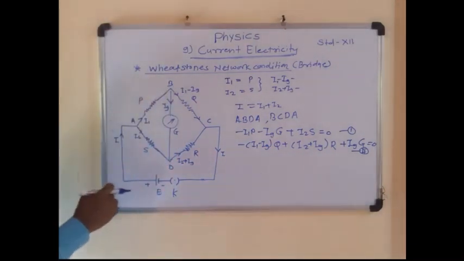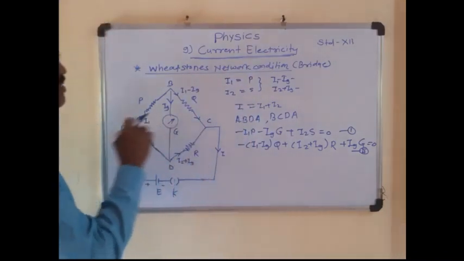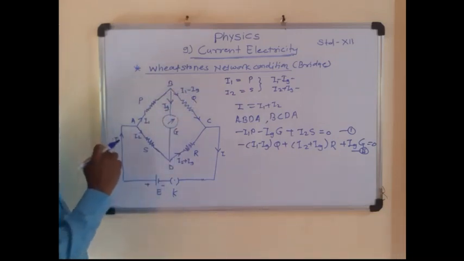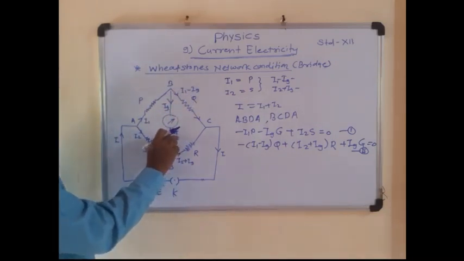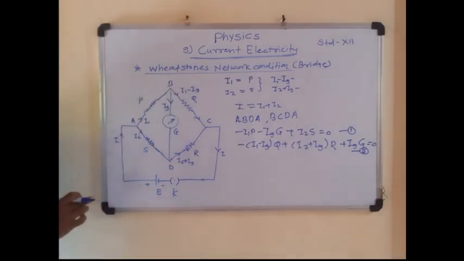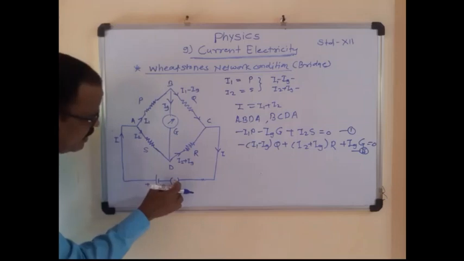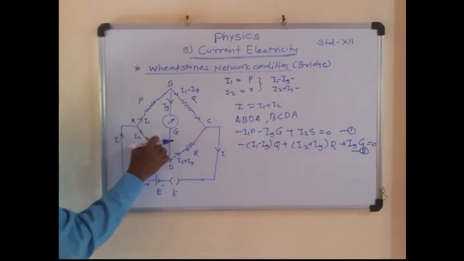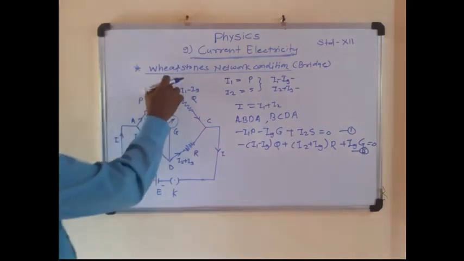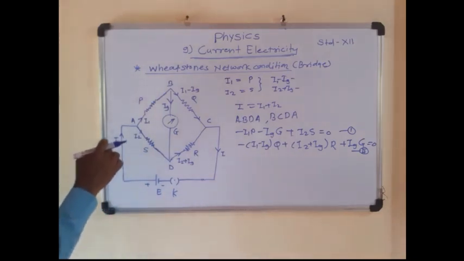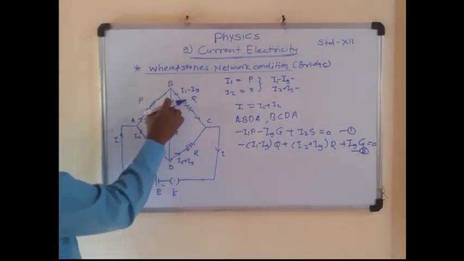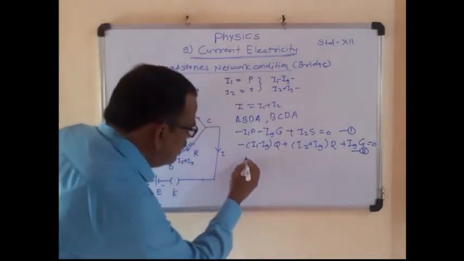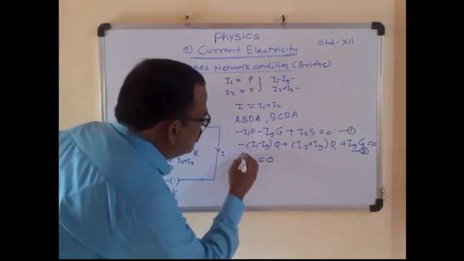The bridge is said to be balanced, or the Wheatstone's network condition is satisfied, when the current flowing through the galvanometer is equal to 0. Here G is the resistance of the galvanometer and Ig is the current flowing through the galvanometer. When the key is pressed and current flows through the circuit, at point A, I1 flows in this fashion and I2 flows in the other resistance. At points B and D the potentials are equal, therefore the current flowing through the galvanometer is equal to 0. This is the network condition, that is, Ig is equal to 0.